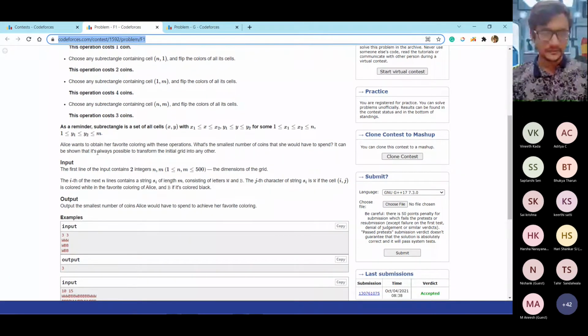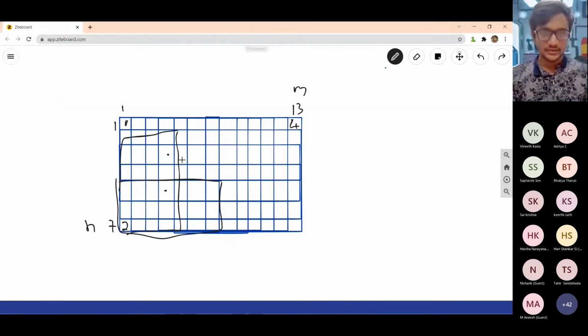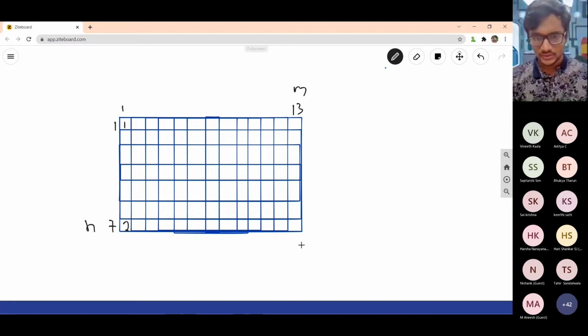So Alice wants to obtain her favorite coloring with this operation. What's the smallest number of coins that she would have to spend? It can be shown that it's always possible to transform. So basically you are given a grid. So consider in our original setting, this is 1, this is 2, this is 3, and this is 4.